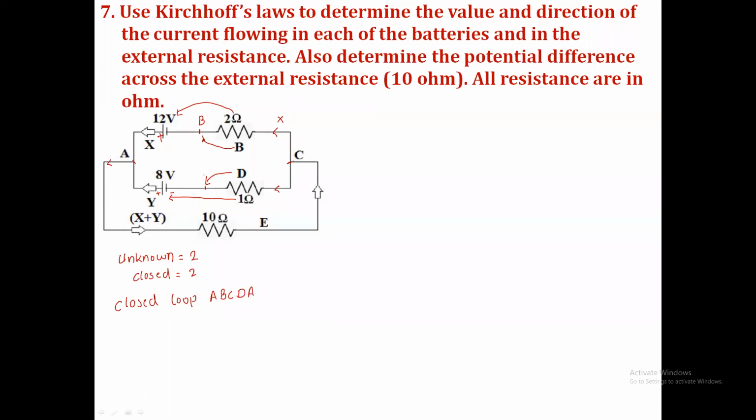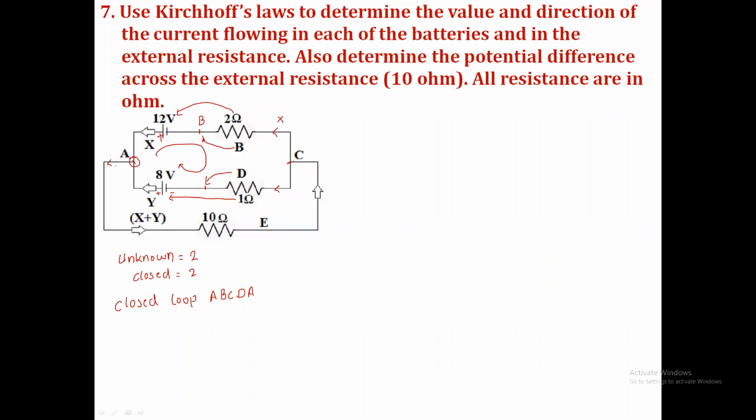Why do I consider this closed loop? Because the 12-volt battery and the 8-volt battery will be included in that loop, so our mandatory criteria will be fulfilled by that loop. That's why I can consider it here. Is it right? Now I trace this loop in a clockwise direction, and I will start applying Kirchhoff's voltage law from point A.